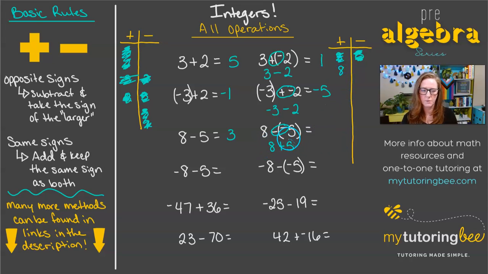The 5 has the plus in front of it, so it's positive. They're in the same column, so we're going to add. So 8 plus 5 is 13. And since they're both in the positive column, our answer is positive.